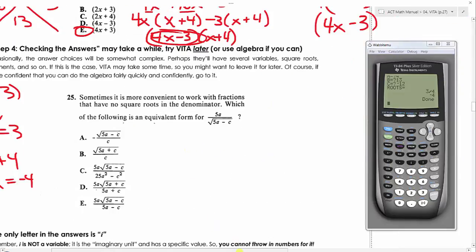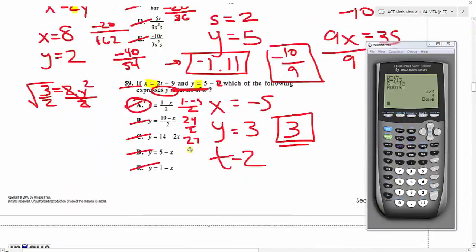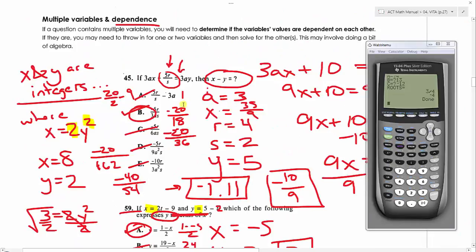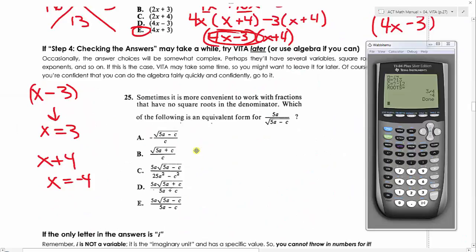Finally, if you look at a question and you see that the answer choices are extremely complex, extremely full of variables, and in this case we have negatives and square roots, you can tell that doing this question with VITA is going to take you a ton of time. The question that we did up here, number 45, also looks like it's going to be rather time consuming. This one ended up not being too bad, but something like number 25, you most likely are not going to want to do with VITA.